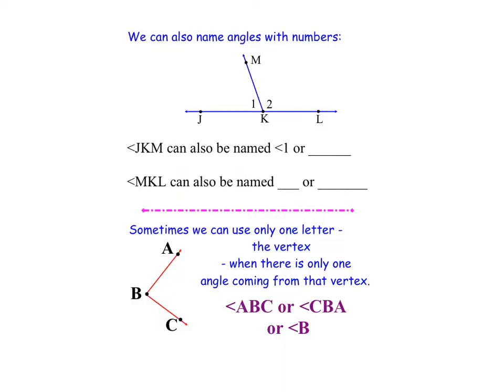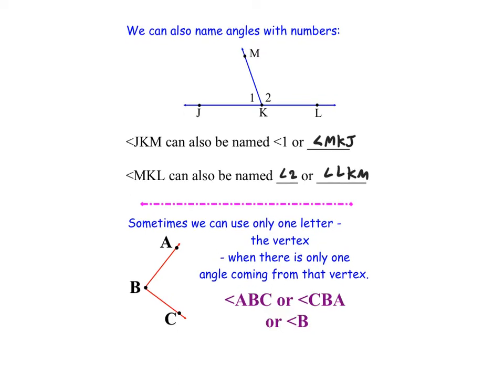In some situations, we can name angles with numbers. In this case, angle JKM, as we have here, can also be named angle 1, or the other orientation of the angle, which would be angle MKJ. Those would all represent the same equivalent angle. Angle MKL can also be named using angle 2 or angle LKM.